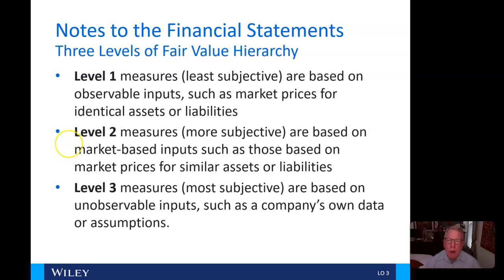So there are 3 levels of the fair value hierarchy. Level 1 is the least subjective, and it's based on market pricing of identical assets or liabilities, and that kind of thing. Level 2 is a little more subjective, based on market-based inputs, such as market prices for similar assets or liabilities. And level 3 is the most subjective, where the company makes its own assumptions regarding fair value.